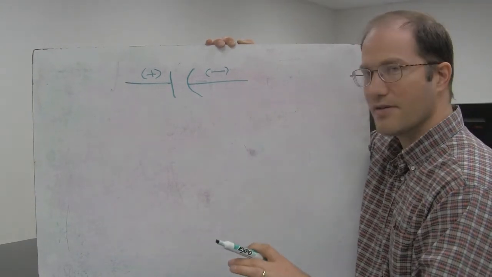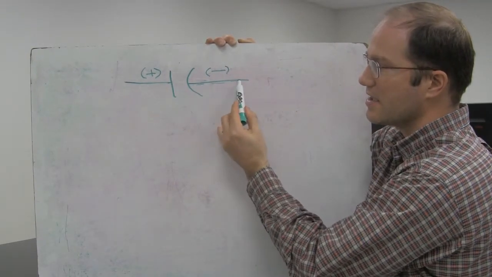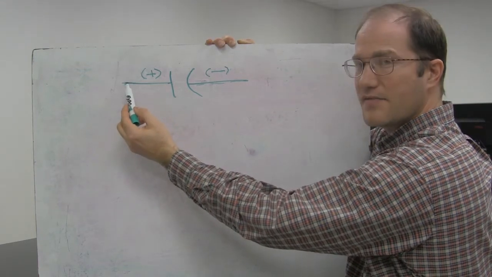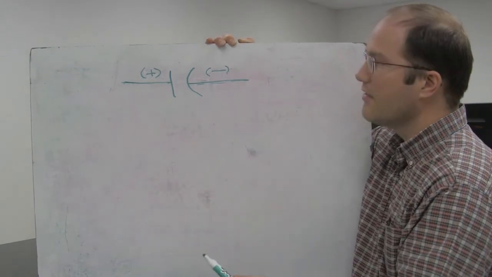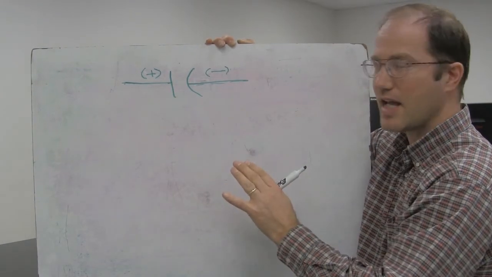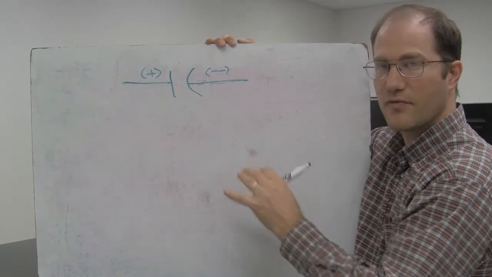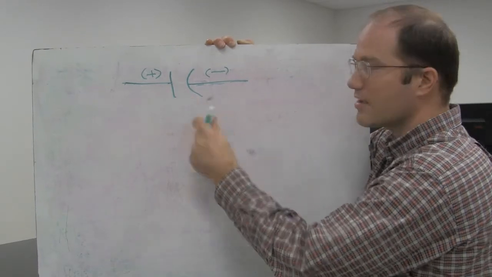If you're not sure you have your capacitor turned correctly, with this side facing the negative terminal of the battery and this side connected to the positive terminal through the resistor, then bad things will happen. So check with your lab instructor to make sure before you actually connect it to the battery.